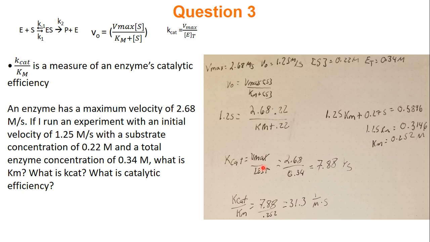Now I need to figure out Kcat, so that's a separate equation. Kcat equals Vmax divided by enzyme total. My Vmax is 2.68. My enzyme total is 0.34, so I divide the two, I get 7.88. Now I can do catalytic efficiency. So Kcat is 7.88, Km is 0.252, which means my catalytic efficiency is 31.3 inverse molar inverse seconds.